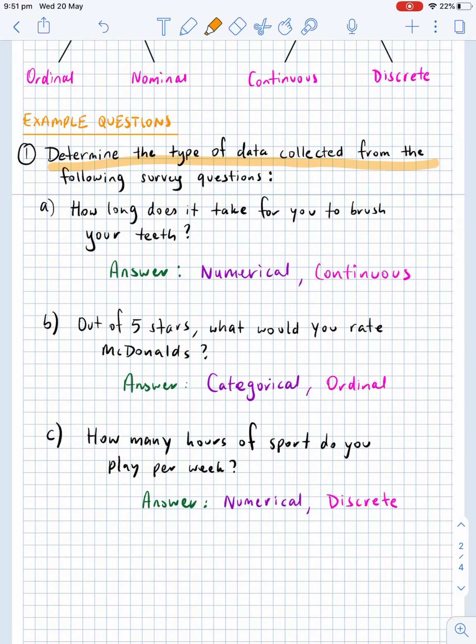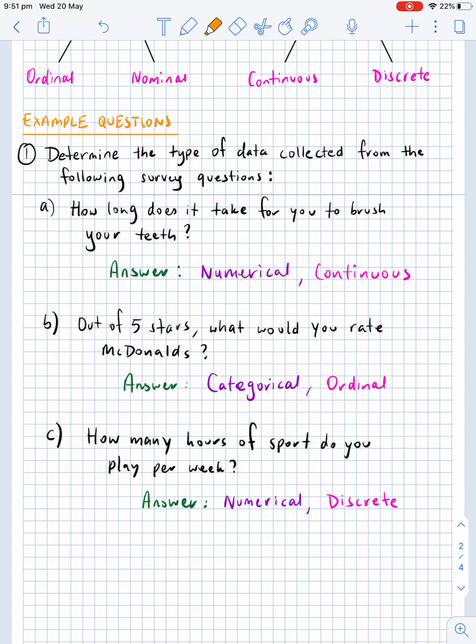Determine the type of data collected from the following survey questions. Question A: how long does it take for you to brush your teeth? With this sort of question, we're thinking, well, how would we figure this out? The way that we do it is we'd literally get a stopwatch out and figure out how long it takes. Because we're measuring it with a stopwatch, it's definitely going to be numerical. And continuous data is the type of numerical data which is being measured. You can get decimal places with this sort of question. You can get 20.56 seconds. If you're timing something, decimals are definitely possible. So it's numerical continuous.